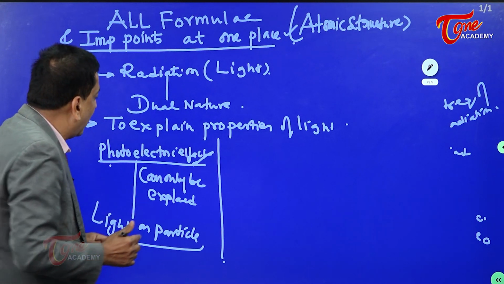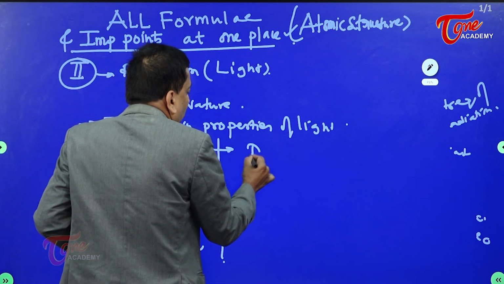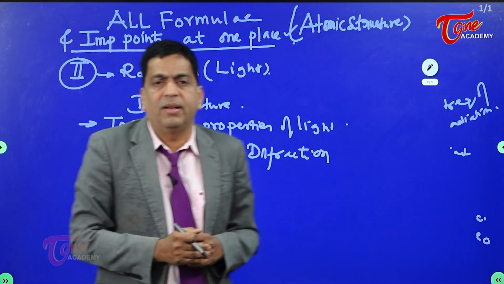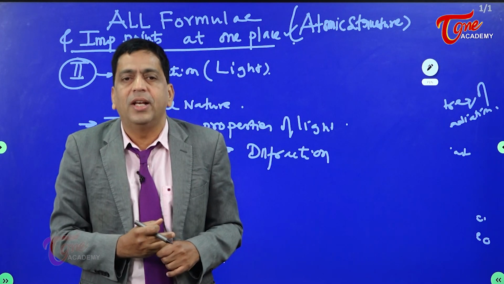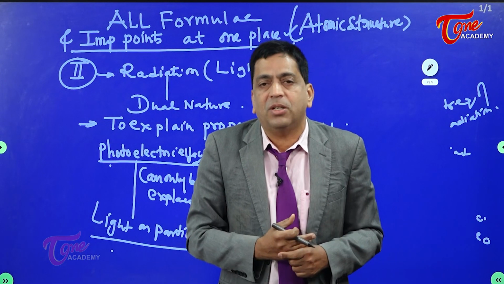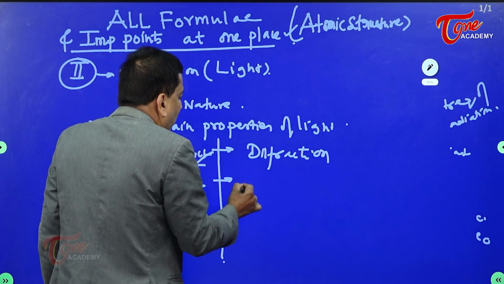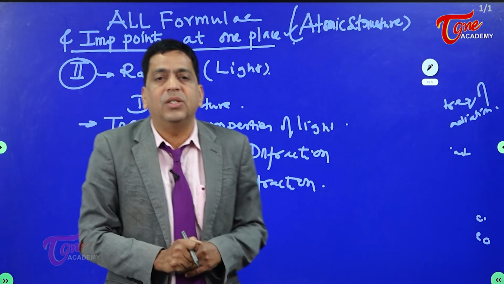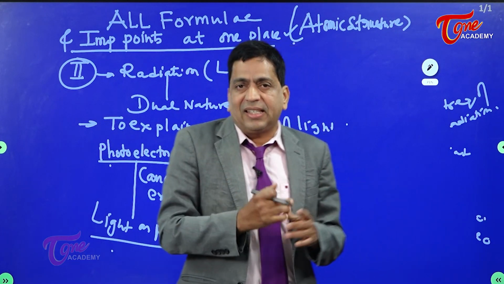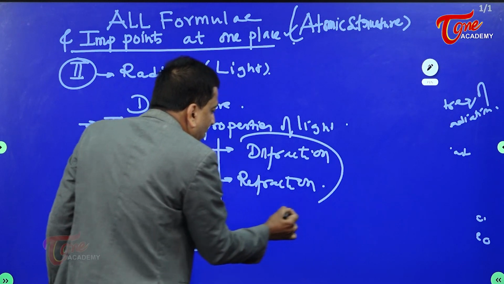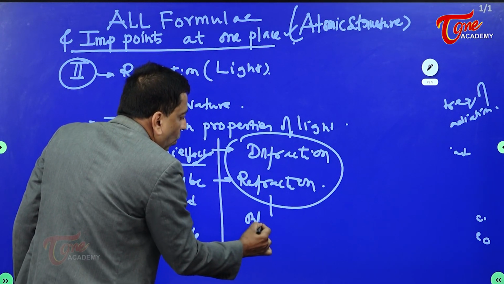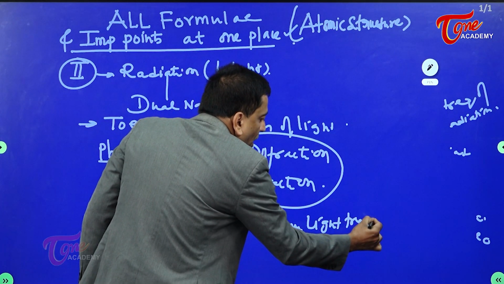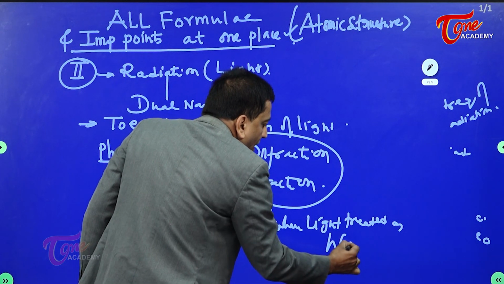Similarly, I'll write a few more things. Diffraction, you must understand, right? Now, if someone is asking what is diffraction, diffraction is again a property of light. Diffraction, refraction, what is all this? These are all properties of light, and these can be explained only when light is treated as a wave.